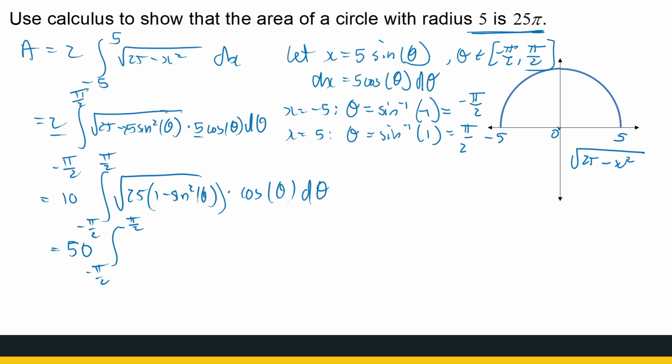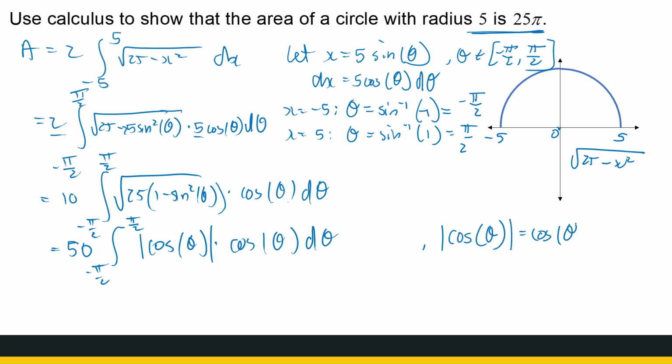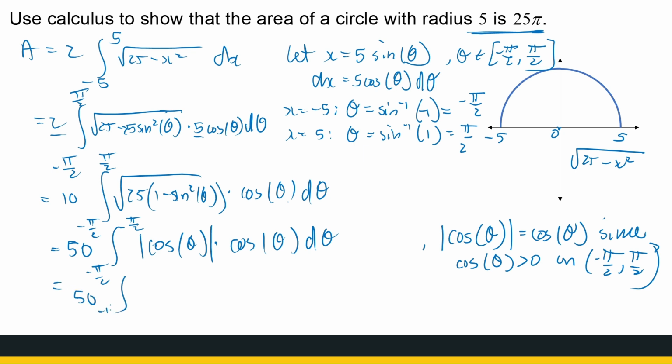The root of cos squared theta is the absolute value of cos theta. But I know that the absolute value of cos theta is just equal to cos theta, since cos theta is greater than or equal to 0 on the closed interval minus pi over 2 to pi over 2. So this gives me 50 times the integral from minus pi over 2 to pi over 2 of cos squared theta d theta. All right. Now, this is a long one.